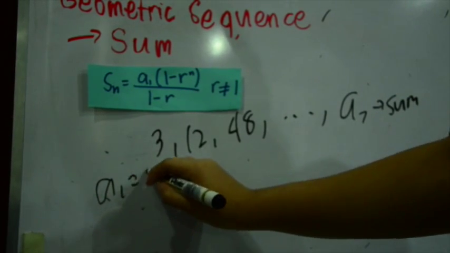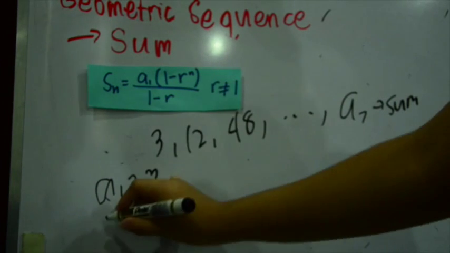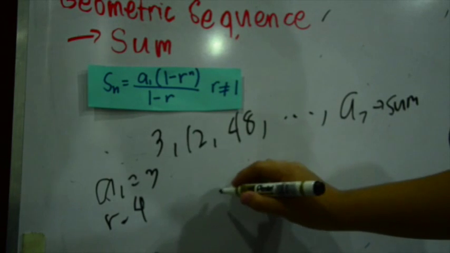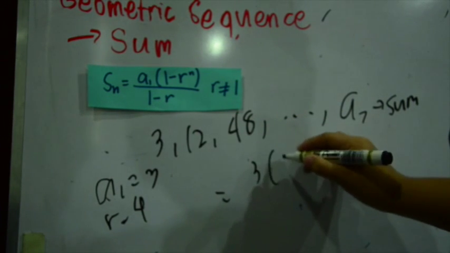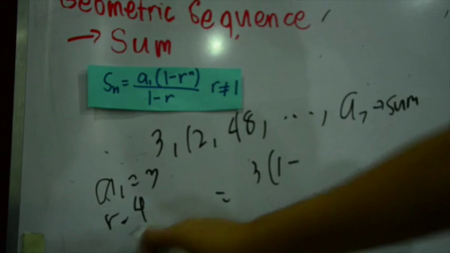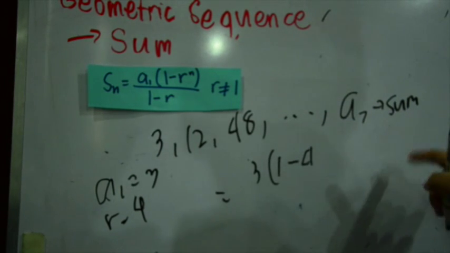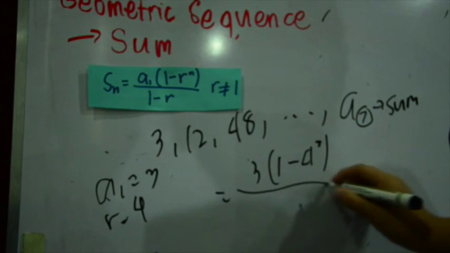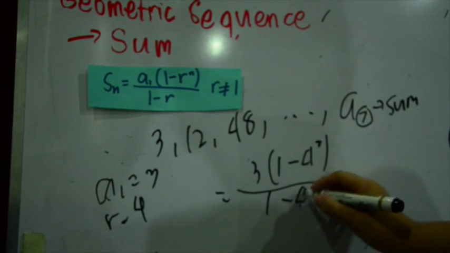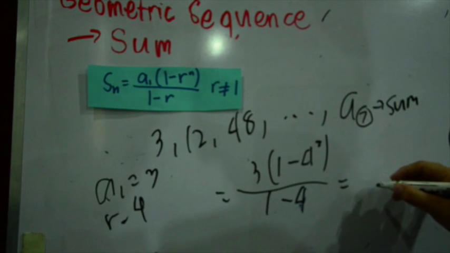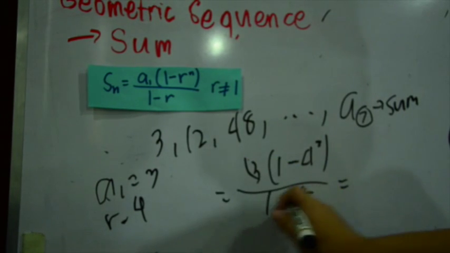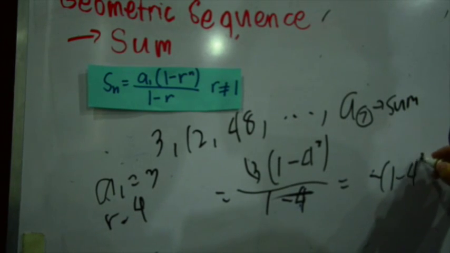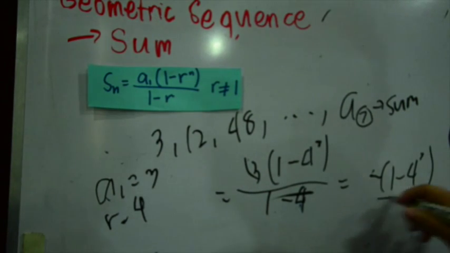Now, our a sub 1 is equal to 3 and our common ratio is equal to 4. From this equation, we're going to have 3 times 1 minus r, which is 4, raised to n, which is equal to 7, all over 1 minus 4, which is equal to negative 3. Then canceling this and this, we can have negative 1 minus 4 raised to 7. Now, simplifying this, you can get the sum.